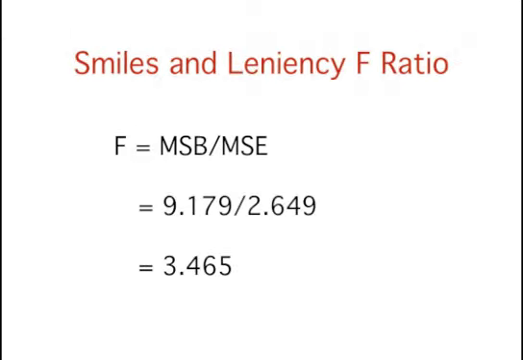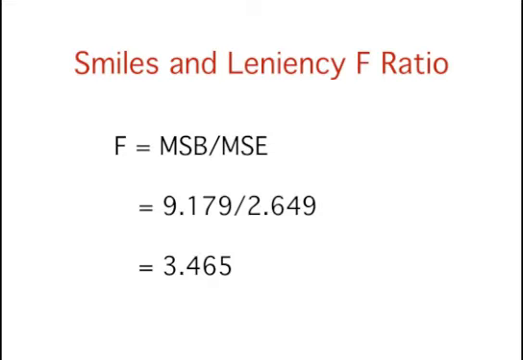For the smiles and leniency data, the MSB and MSE are 9.179 and 2.649 respectively. Is that difference big enough? To answer, we would need to know the probability of getting this big of a difference or a bigger difference if the population means were all equal.